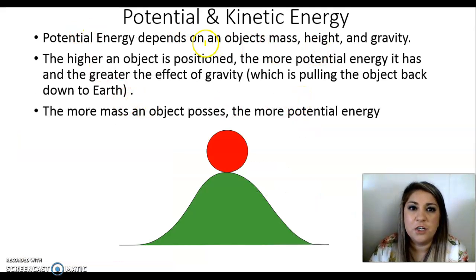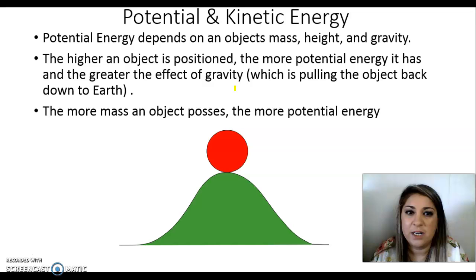So potential and kinetic energy, we know that potential energy depends on an object's mass, height, and gravity. So the higher the object is positioned, the more potential energy it has. So the higher up something is, the more potential energy, and the greater the effect that gravity will be. We know gravity is what pulls objects down to Earth. So as this object is free falling back to Earth, there's going to be more effects from gravity pulling back down on it. And we also know the more mass an object possesses, the more potential energy that it has. So more mass, there's more potential energy to be released or to be converted to kinetic energy.